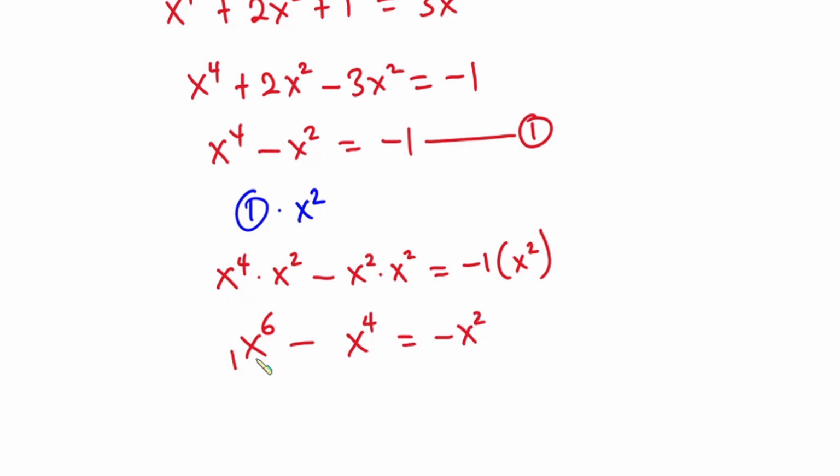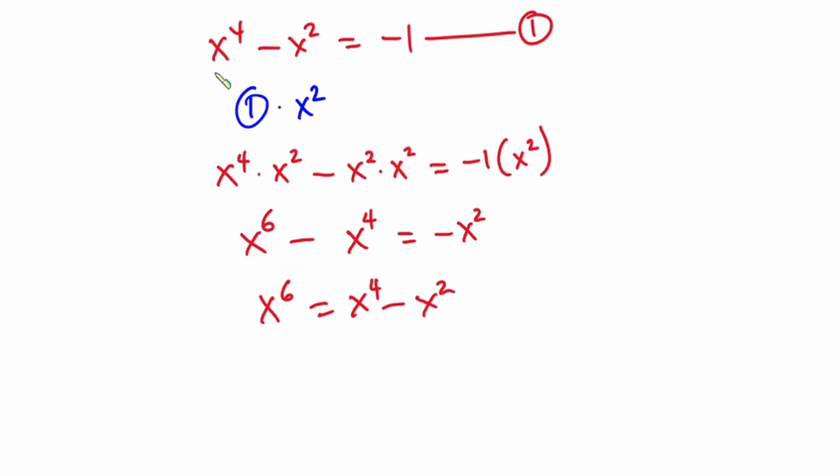Now let's make x to the power 6 the subject. So we have x to the power 6 is equal to x to the fourth power minus x to the second power, right? Now if we look at equation 1, you can see we have x to the fourth power minus x to the second power is equal to negative 1. So in place of this x to the power 4 minus x to the power 2, I'm going to put negative 1. So this implies that x to the sixth power is equal to negative 1. And I'll call this equation 2.